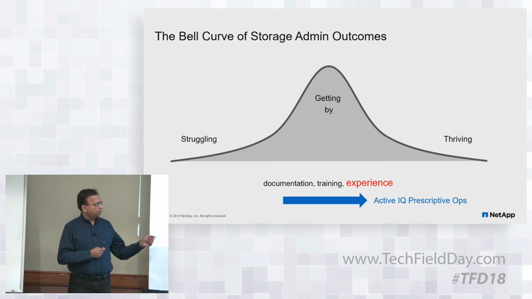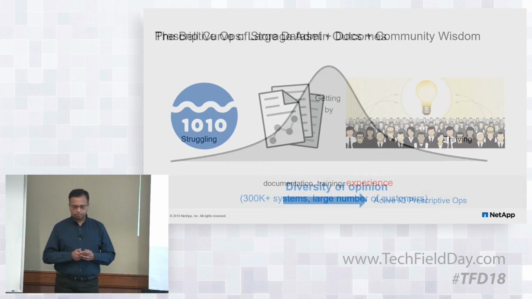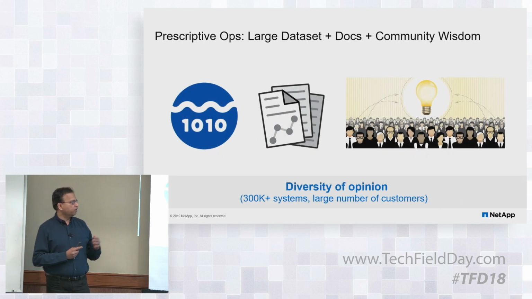What we felt we could do is use this ActiveIQ telemetry data combined with a few other things, and essentially move everybody to the right side of this curve. And again, we have actually done some of this, and we believe it is possible. So this is what we're calling prescriptive ops. It's the combination of telemetry data, a large amount of telemetry data, our documentation, and the community wisdom that we derive from this data, as well as the docs. So here's what I mean by that.